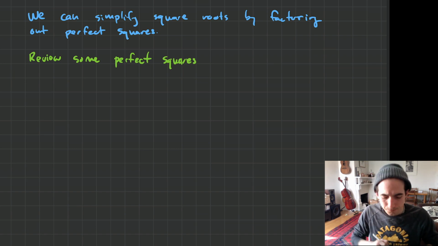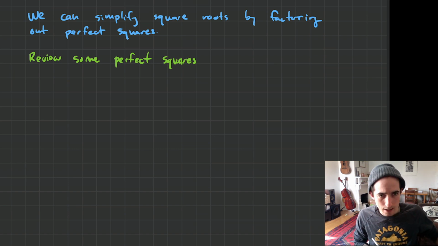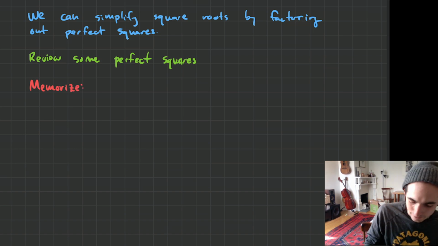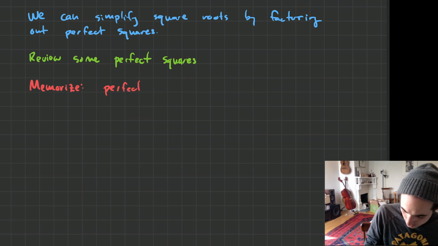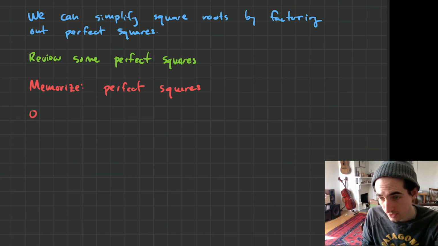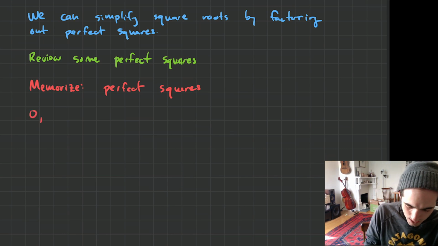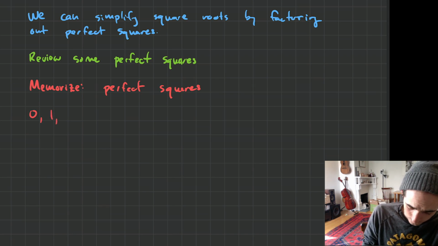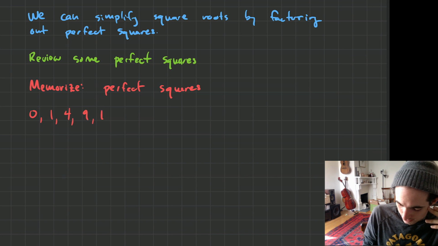So what I'm going to get you to do is memorize these numbers. I need you to memorize these perfect squares. 0 is a perfect square because 0 squared is 0. 1 is a perfect square because 1 times 1 is 1. 4 is a perfect square because 2 times 2 is 4. 3 times 3 is 9. 4 times 4 is 16. 5 times 5 is 25. 6 times 6 is 36. 7 times 7 is 49.